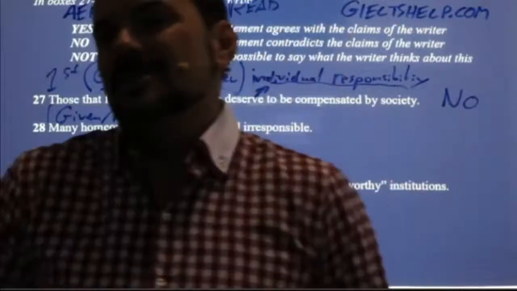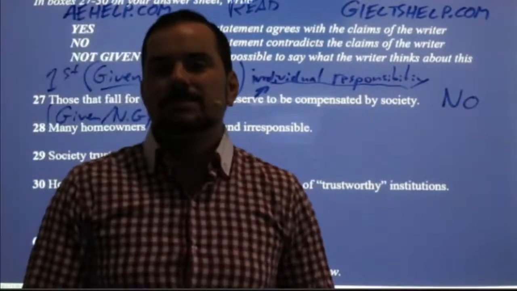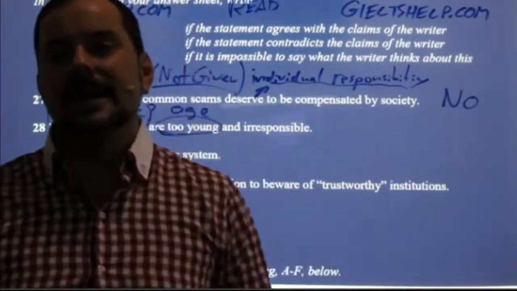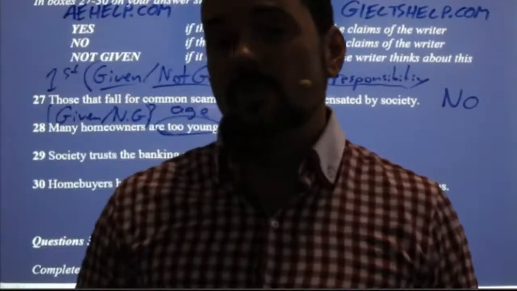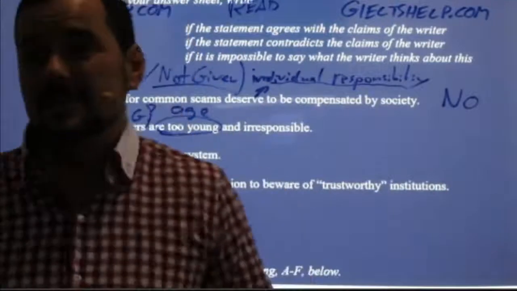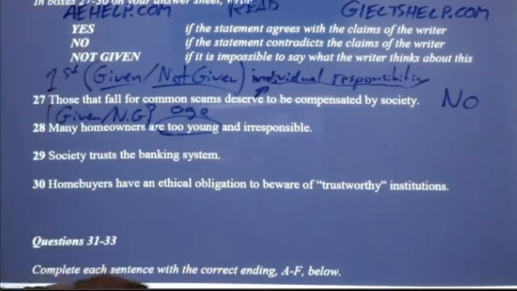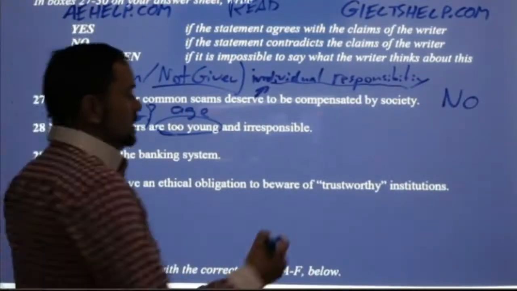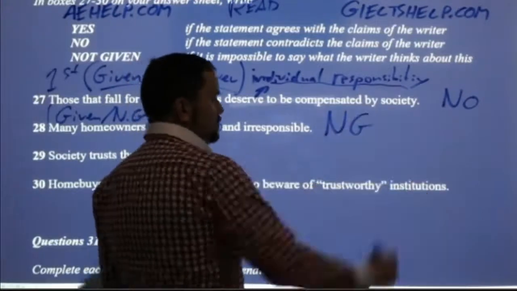So Abhishek says it's not important, it's too much detail, plus it doesn't really matter. If I buy a house for $1 million when I'm 60, or if I buy it when I'm 20 and I can't pay back the money, it doesn't really matter, right? So why would the author talk about that? So this one is not given.